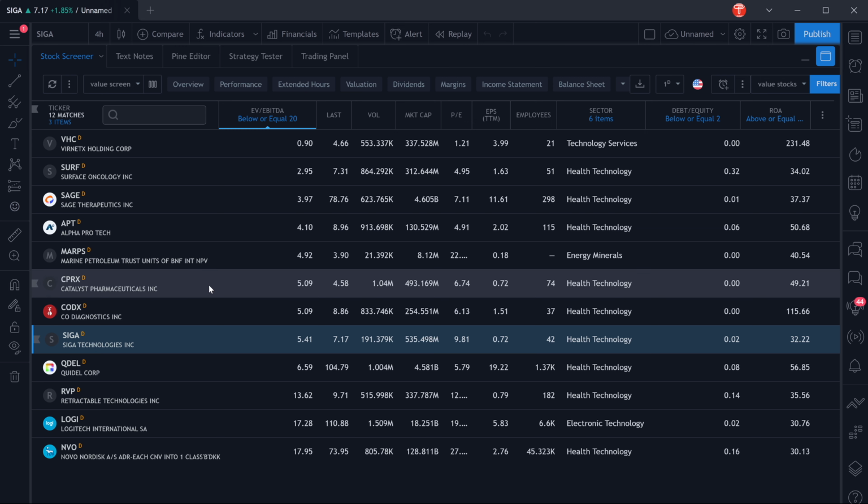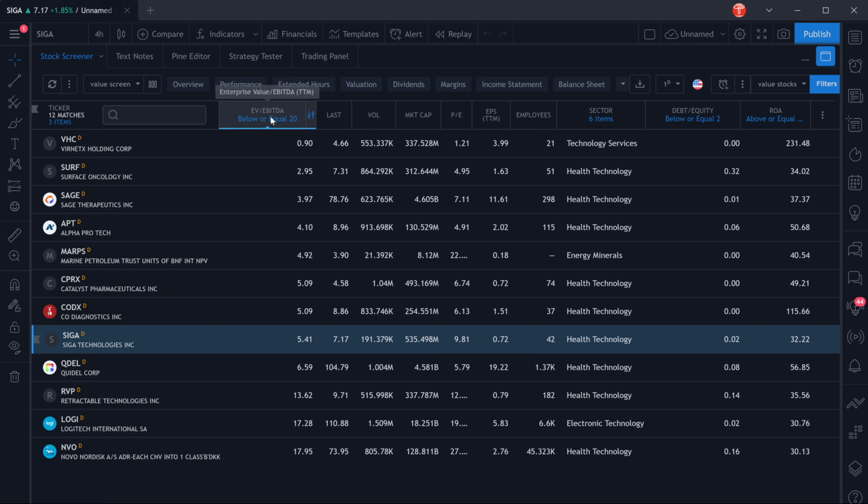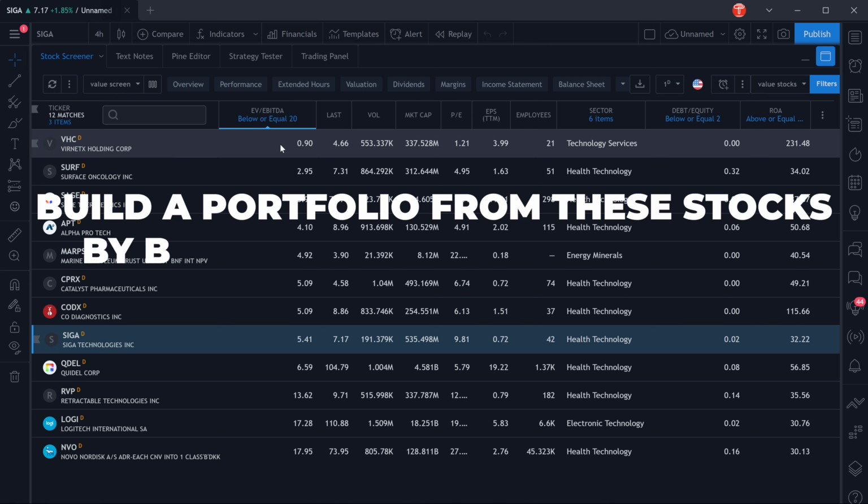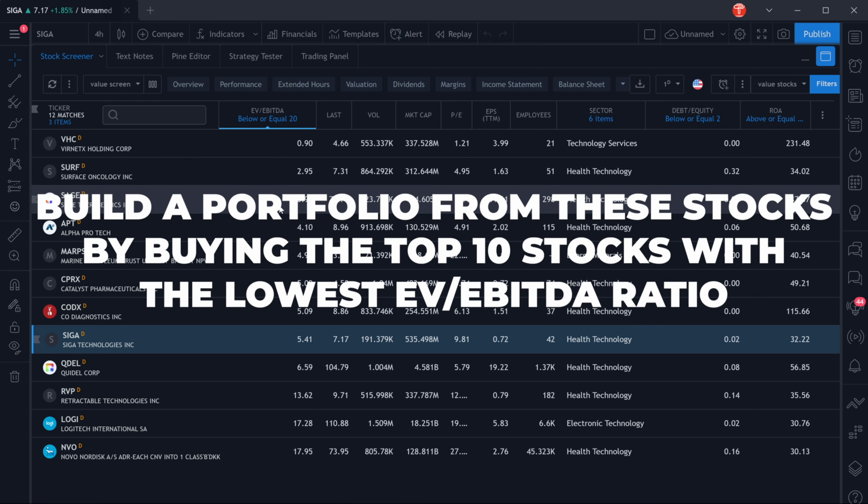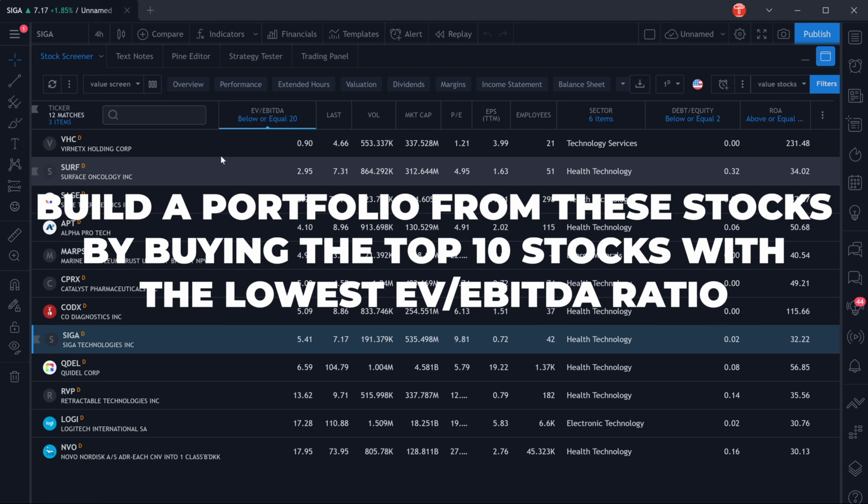Now we're gonna get a list of stocks from our screen, from the filters that we just selected, and we will then sort this by the EV/EBITDA ratio. And the simple way to trade or to invest this kind of portfolio strategy is by just buying the 10 stocks that have the lowest EV/EBITDA value.